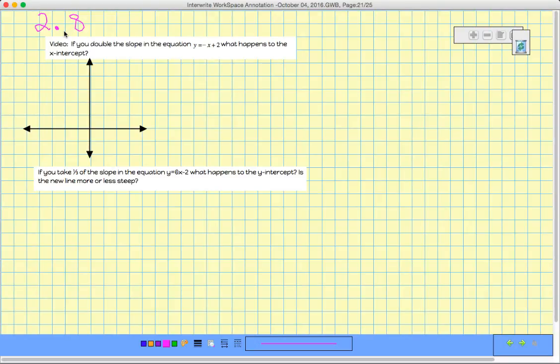Okay, so our first example says, if you double the slope of the equation y equals negative x plus 2, what happens to the x-intercept? If you need a second to write these down, pause it and write down the examples before you continue. Okay, so here, if we want to double the slope, first of all, I have to recognize that my slope is negative 1. So if I want to double that, that's going to be negative 2.